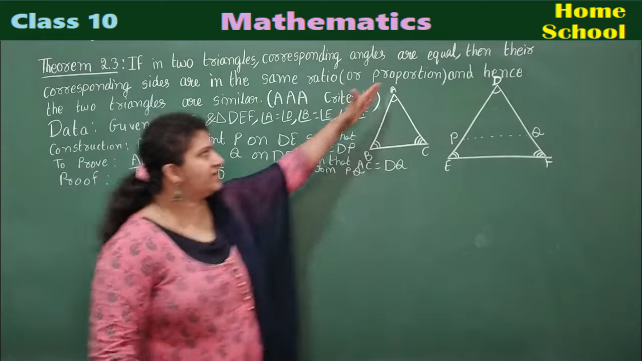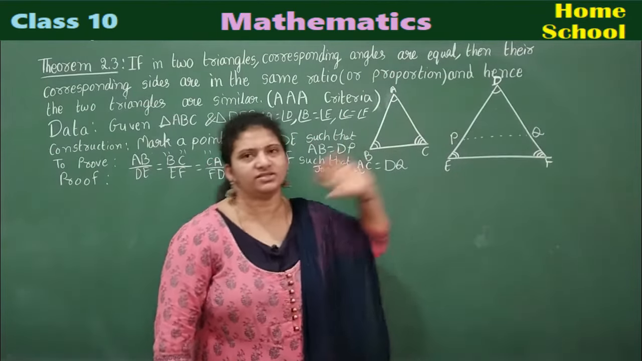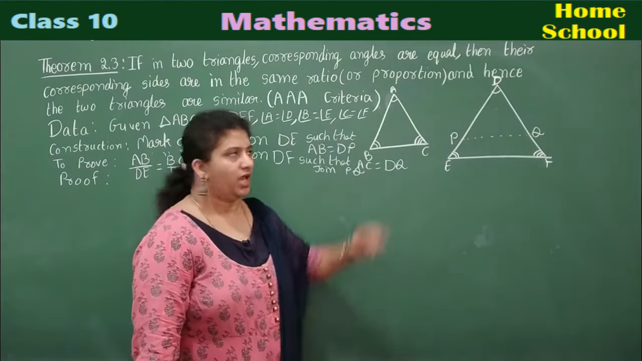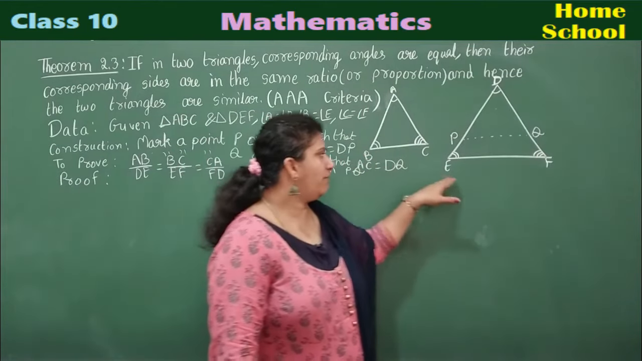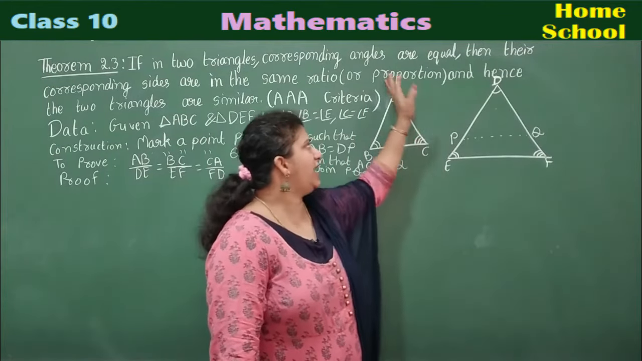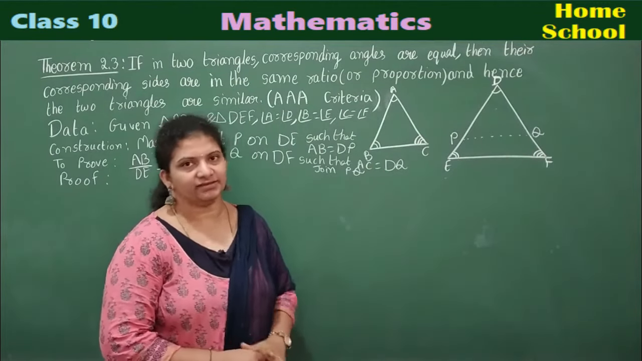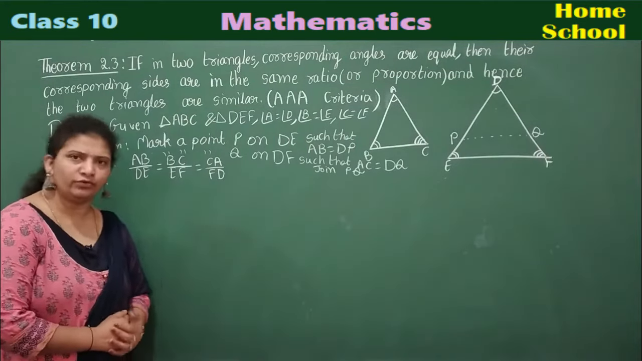See here, always if you are going in this pattern, you have to go the other triangle also in this pattern. Suppose if I say AB, don't say ED. AB by DE, BC by EF, CA by FD. Okay, don't change any letters. So now, how do we start a proof?